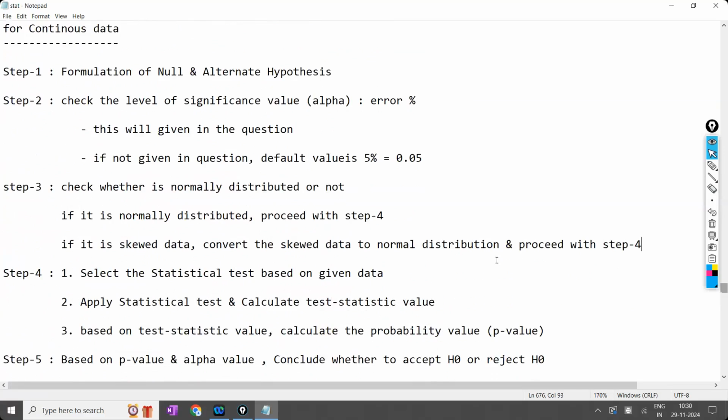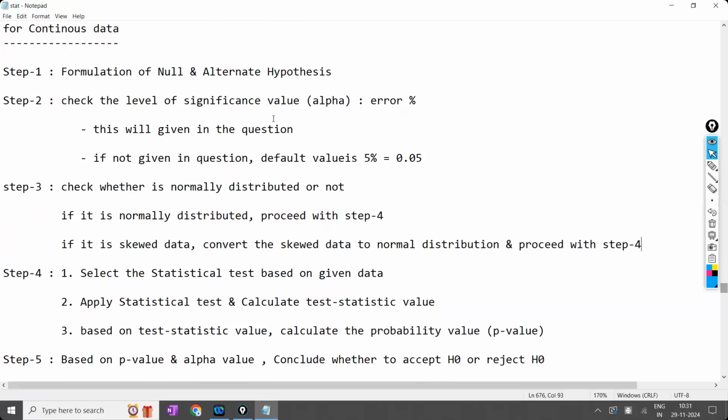Next, check the level of significance. Level of significance is nothing but error percentage. It is the maximum error you are going to accept, and this will be given in the question. If not given in the question, the default value we have to consider is 5%, which is 0.05.